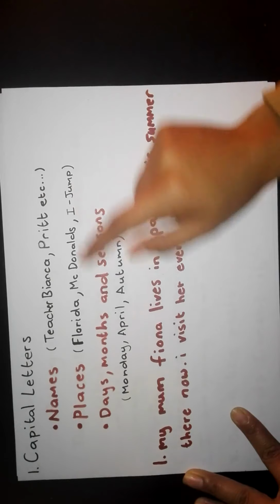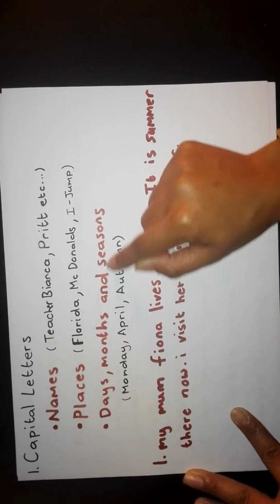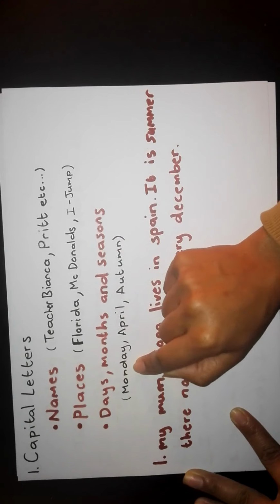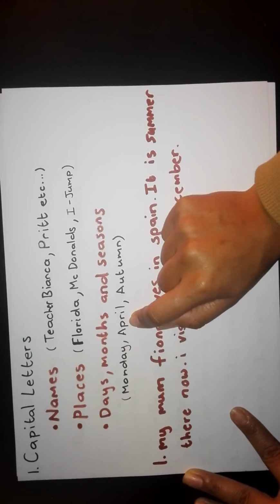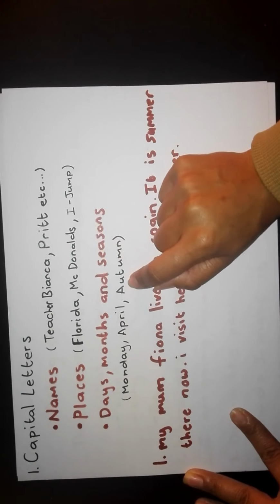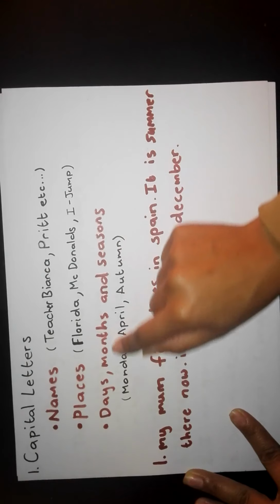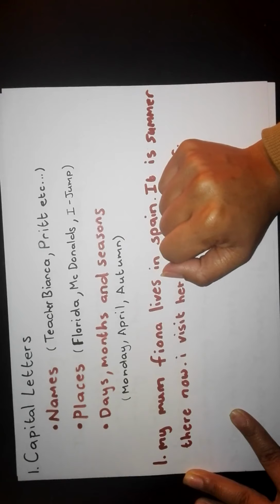Okay. Then also use capital letters for days, months, and seasons. Okay, so today is Monday, and that's a capital letter, and it's also the month of April, and the season is autumn. Okay, all of those get capital letters always when you write them in sentences.